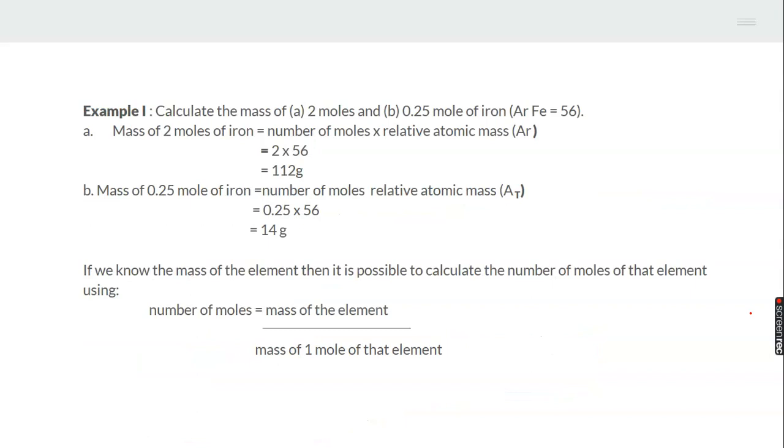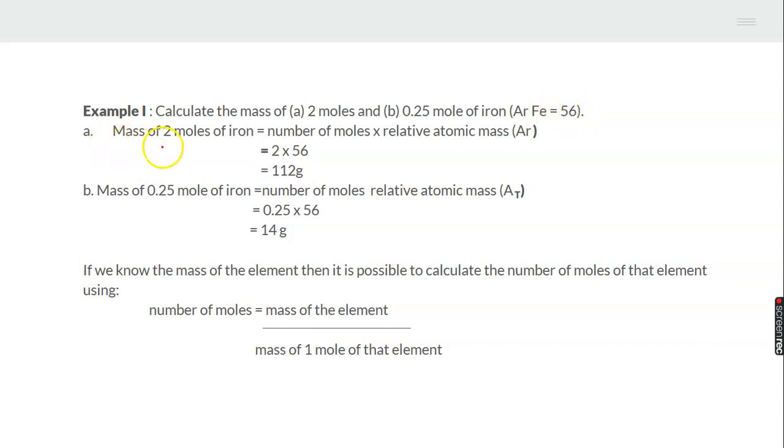So example 1 now. Calculate the mass of 2 moles of iron. And B says calculate the mass of 0.25 moles of iron. Given the relative atomic mass, which is Ar of iron, which is Fe, don't forget that's the symbol for iron, equals 56. So how can you do that?